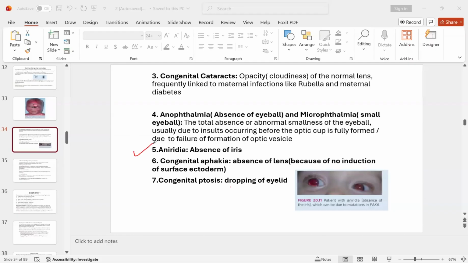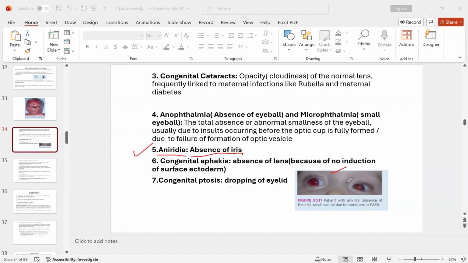So now let's move to aniridia. Aniridia means absence of iris. You can see in this diagram that the eyeballs have no iris. Iris is actually represented by a blackish circle in the eyeball. And you can see in this diagram that there are no black circles present in the eyeballs of this patient.